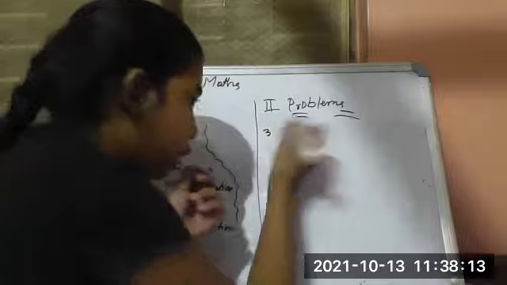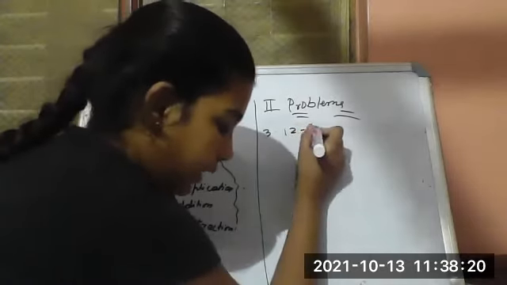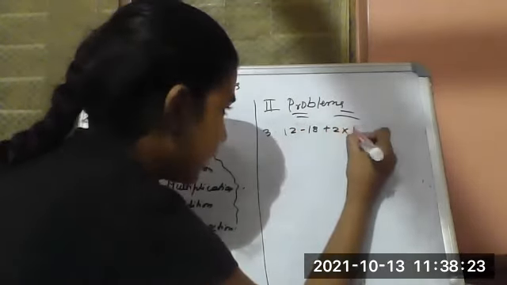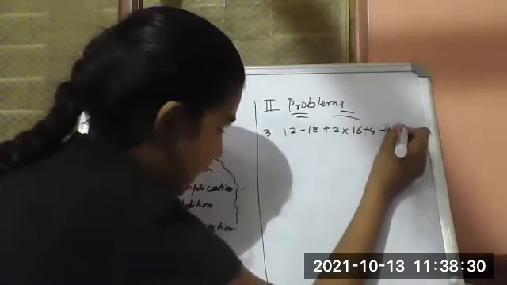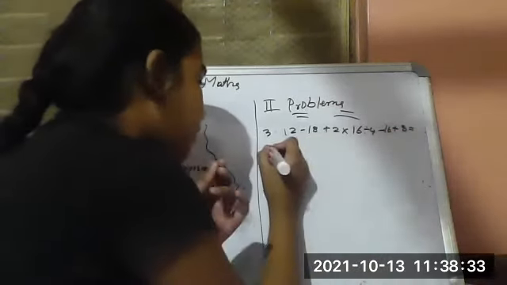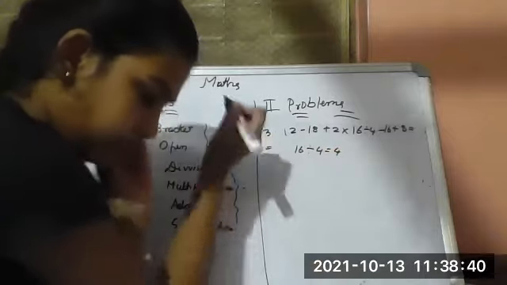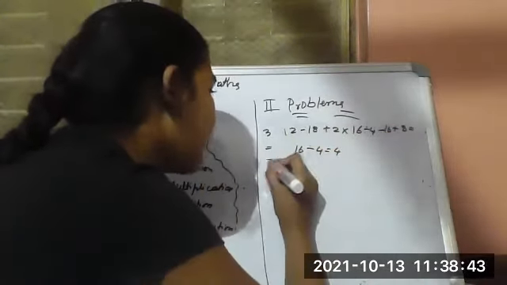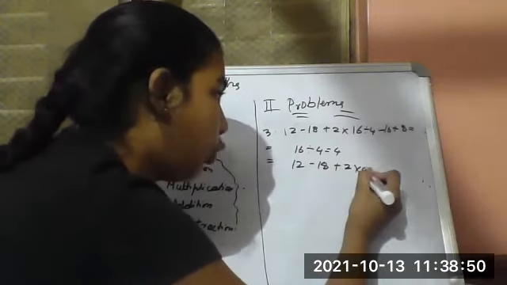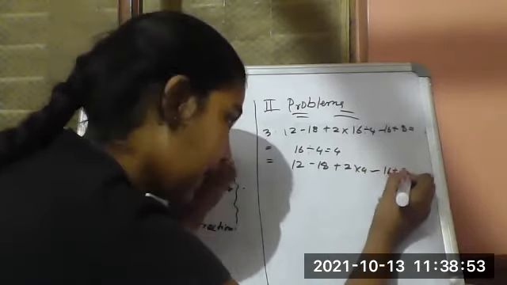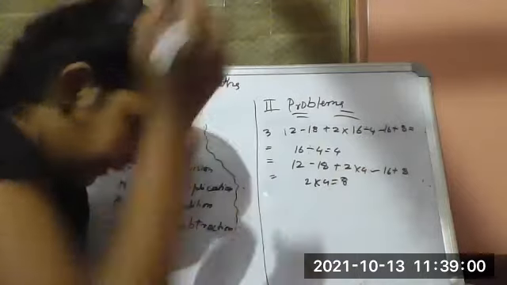So today I'll be showing you three equations. This is the last one. 12 minus 18 plus 2 into 16 divided by 4 minus 16 plus 8 is equal to. First we will do 16 divided by 4, which will give me 4. Then I rewrite the sum: 12 minus 18 plus 2 into 4 minus 16 plus 8. Now we should do 2 into 4, which gives me 8.